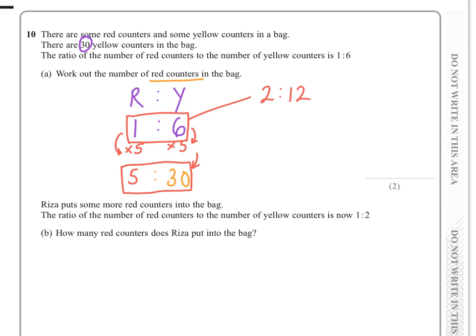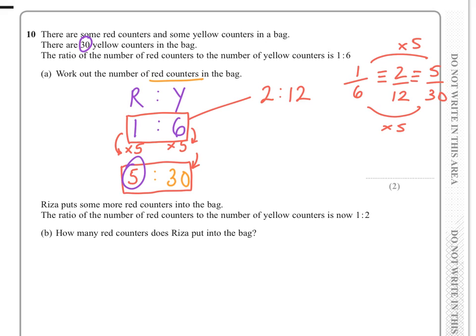One way of helping you remember this is if you took the fraction 1/6, you could make equivalent fractions in exactly the same way. For example, and that's one way of helping you remember how to work with ratio. So it seems the answer here is 5 red counters.